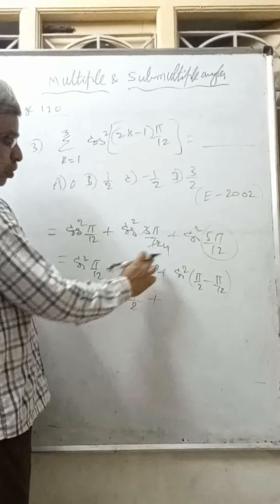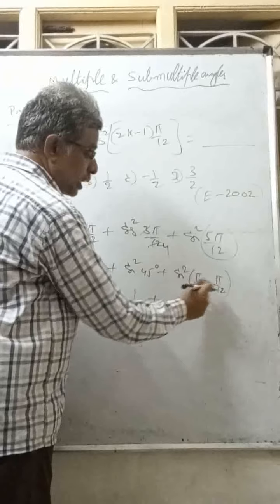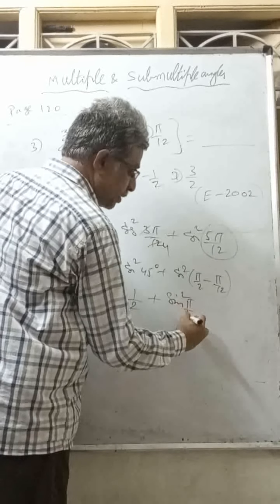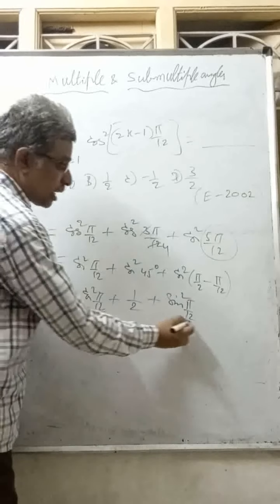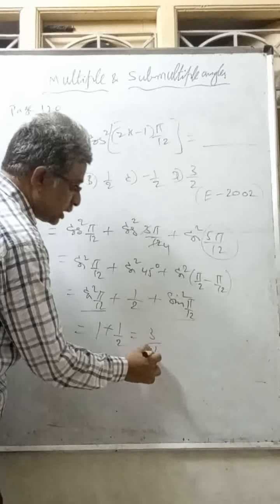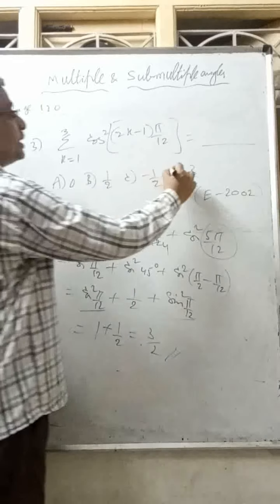1 by root 2 whole square becomes 1 by 2. Now this is cos 90 minus theta, which is sin theta, so it means sin square pi by 12. Now cos square theta plus sin square theta is 1. 1 plus 1 by 2 becomes 3 by 2. So our option is D.